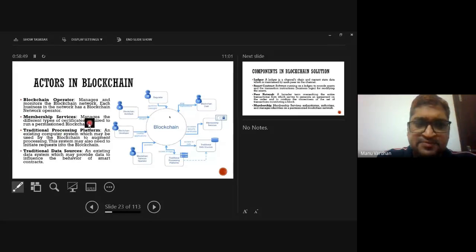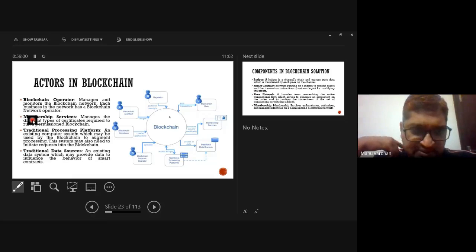Then we have membership services. It manages the different types of certificates required to run a permissioned blockchain. As we will discuss in the next steps, in brief, about permissioned and permissionless blockchain.